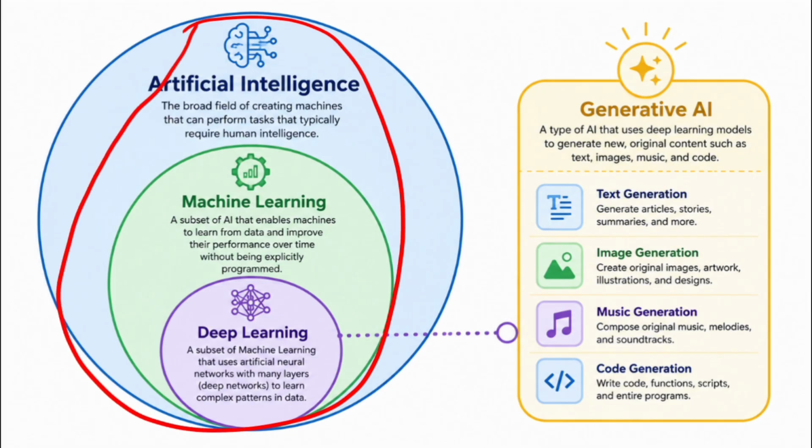What is AI? Look at the largest circle here. This one is artificial intelligence. AI is a broad field of creating machines that perform tasks that normally require human intelligence. The tasks may include understanding a language, recognizing images, making decisions, or solving problems.